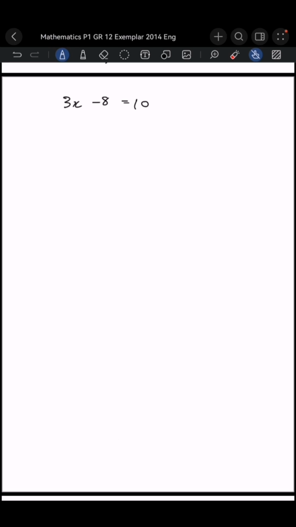All right, on a light-hearted side, let's just try and solve this one. Nothing much. Where 3x minus 8 is equal to 10, therefore 3x is equal to 10 plus 8. 3x is equal to 18, x is equal to 6. Just some light stuff, nothing major.